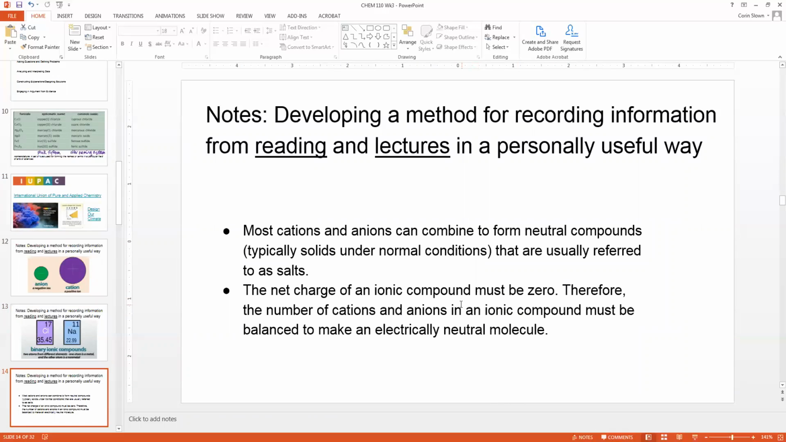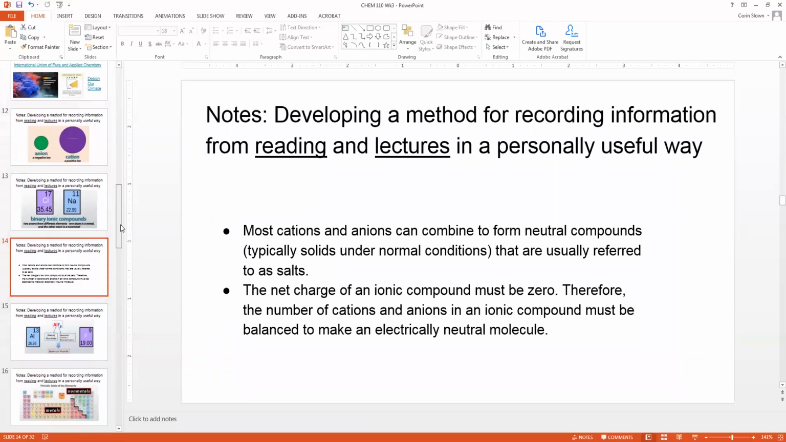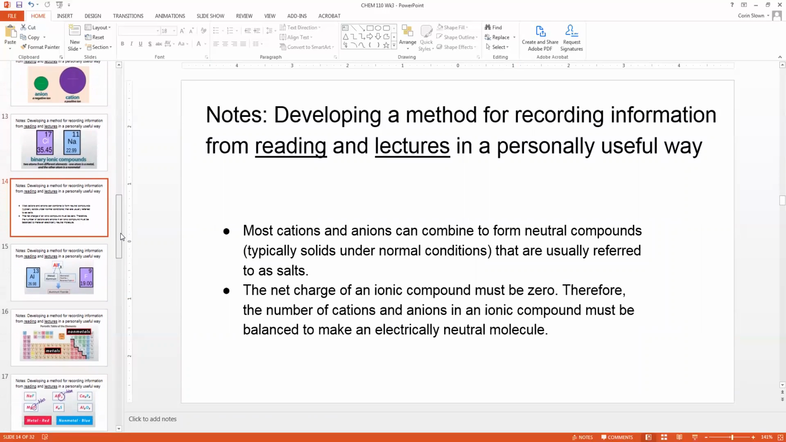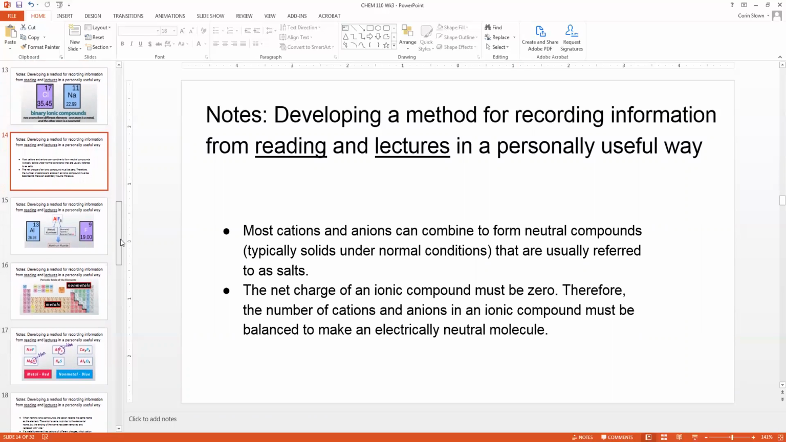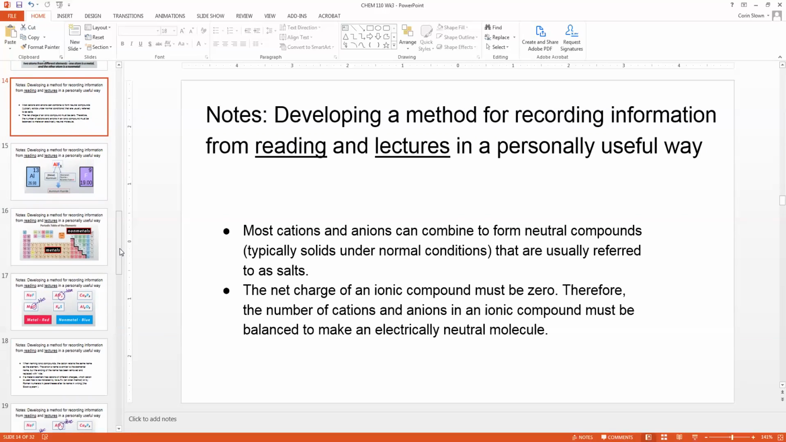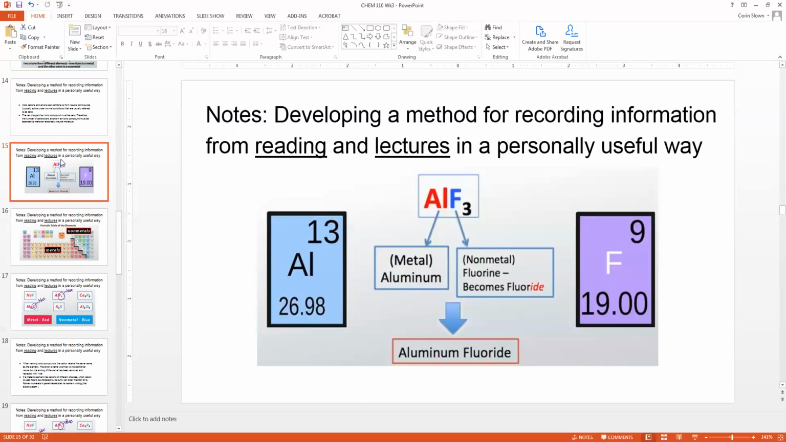It's important for us to recognize that most cations and anions can combine to form neutral compounds. So typically they're solids under normal conditions that are usually referred to as salts. This idea of the net charge of an ionic compound then being zero is how we do the accounting or the math to make sense of the ionic compounds that we're forming. So therefore, the number of cations and anions in an ionic compound must be balanced to make an electrically neutral molecule. So here's an example of that.